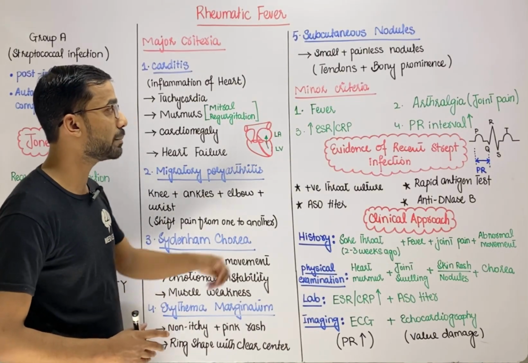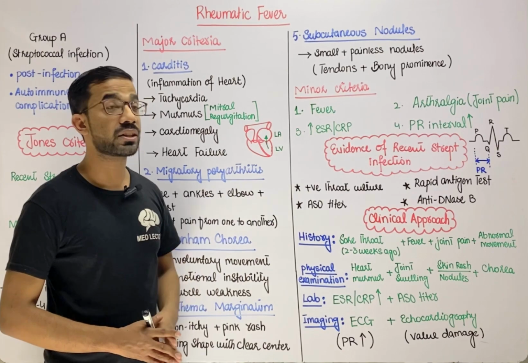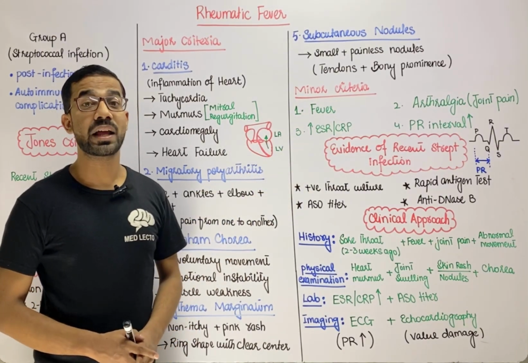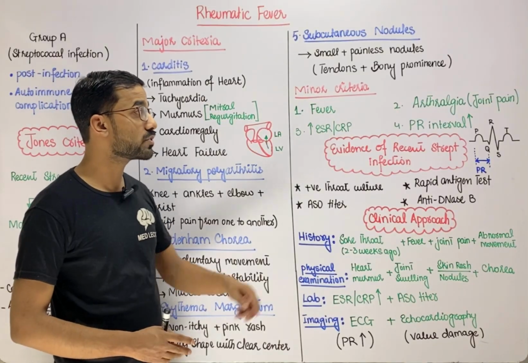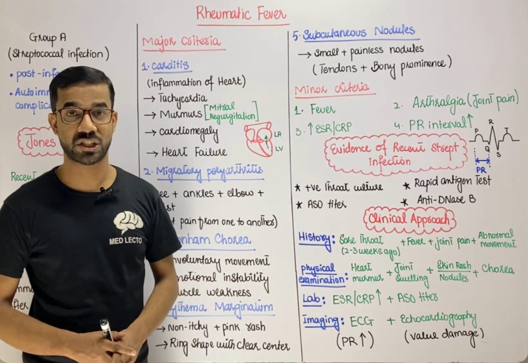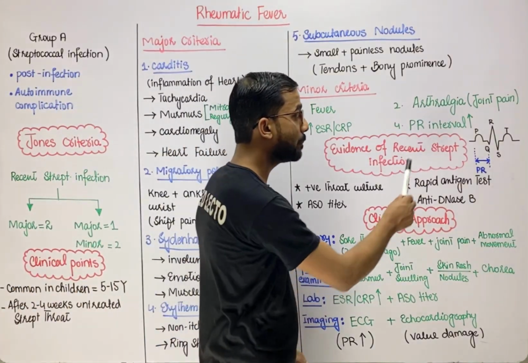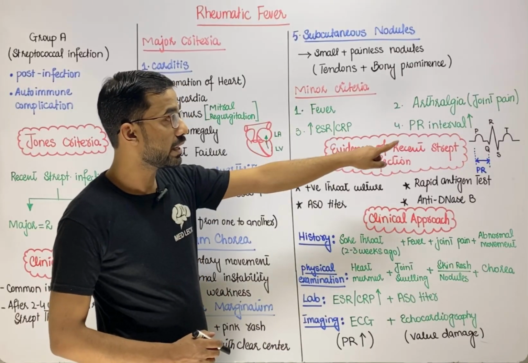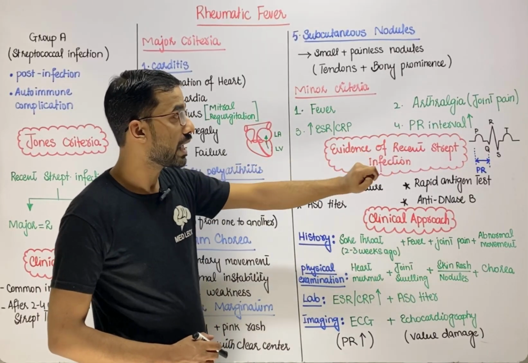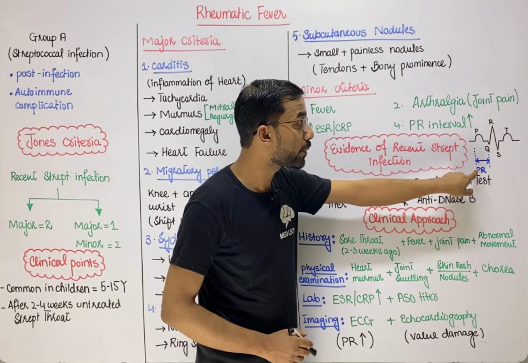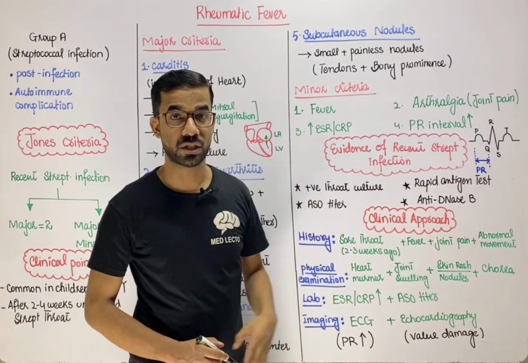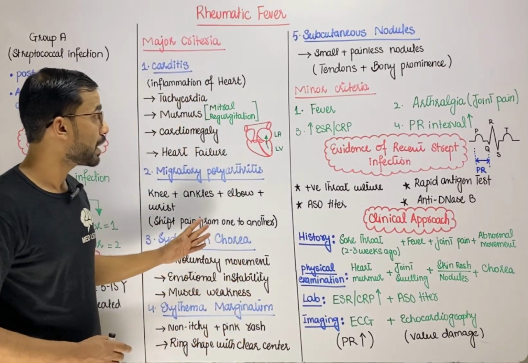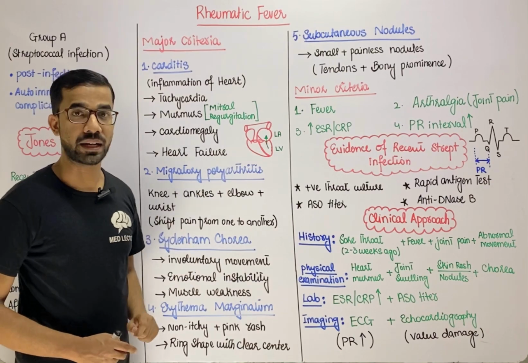And minor criteria will be the fever. You can also see the arthralgia, that can also lie in the major one. Increase in the ESR and the CRP. And you can also see the PR interval prolongation. So on the ECG, you will see the PQRST, basically three segments, the QRS complex and the T. In that case, you will see the prolonged PR segment on the ECG. So this will lie in the minor criteria. So these are the five major criteria and the four minor criteria.